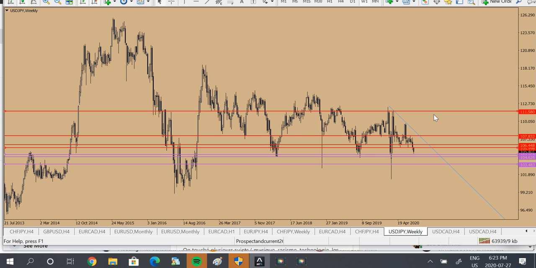All right. So this is my analysis for the USDCAD and the USDJPY. If nothing crazy happens in the US until then, those would be good two pairs to consider taking a buy.